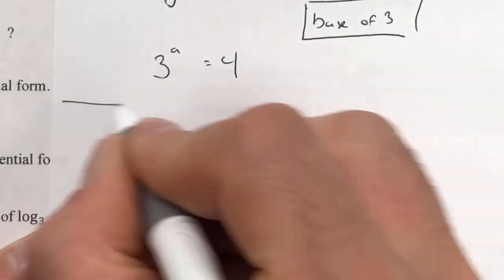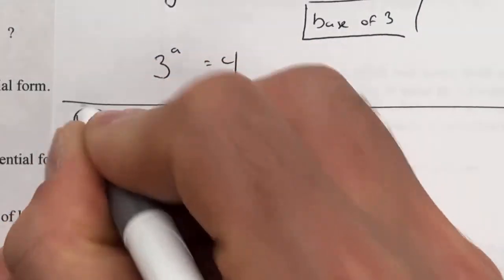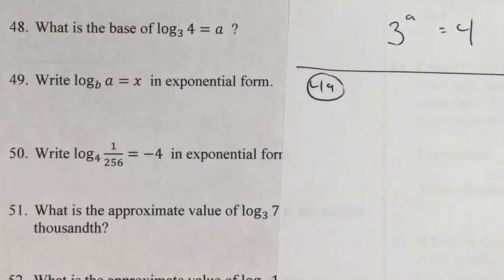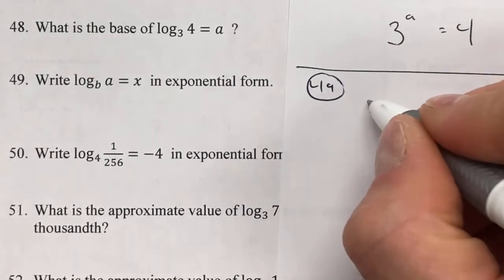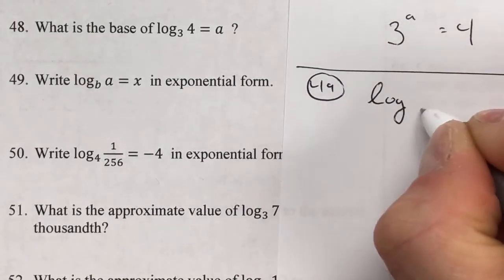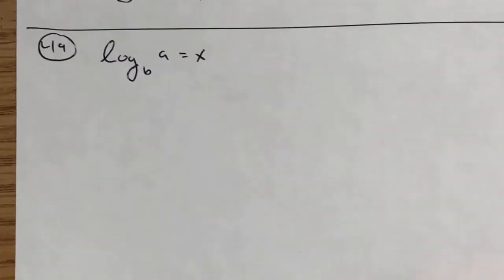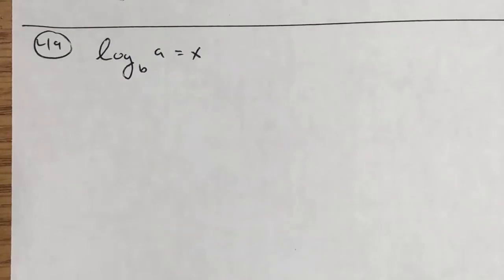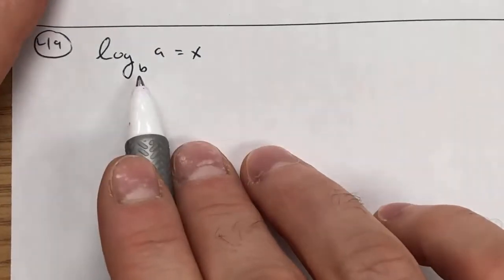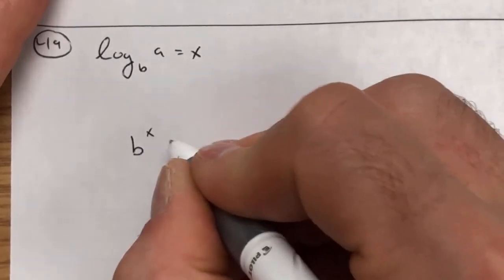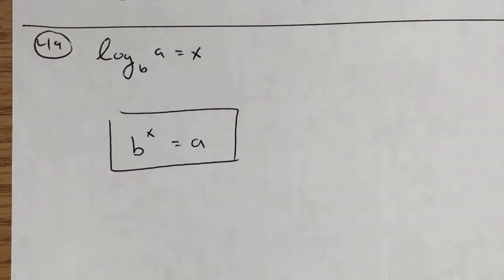Okay. It's the end of 48. Let's take a look at 49. Okay. So 49 says, rewrite log base b of a equals x in exponential form. So we've actually already done a few of these in these last few examples. We want to rewrite this in exponential form. So we drop the base and swap. Log base b of a equals x. I'm going to drop the base of b and swap these two. That is the logarithm written in exponential form.